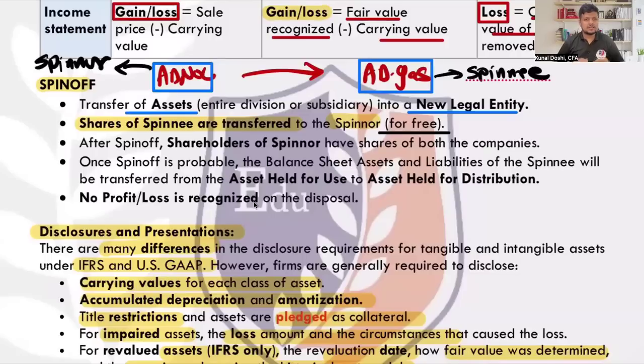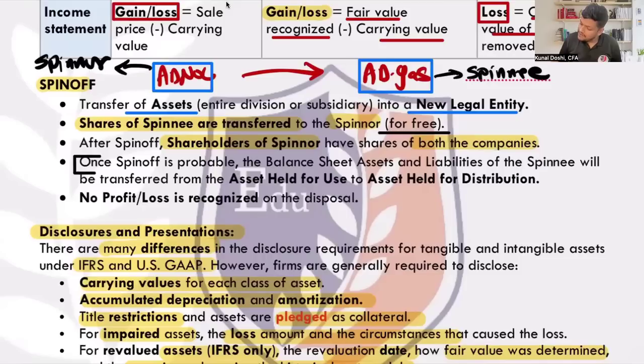How the spin-off works? All the assets related to ADNOC Gas are put up into a separate legal entity, and the shareholder of ADNOC Gas is ADNOC itself, the spinner, but for free. After the split or after the spin-off, shareholders of spinner, that is ADNOC, now have two different shareholdings. They are the shareholder of the spinner as well as the spinny, that is of both the companies. Understood? Clear?